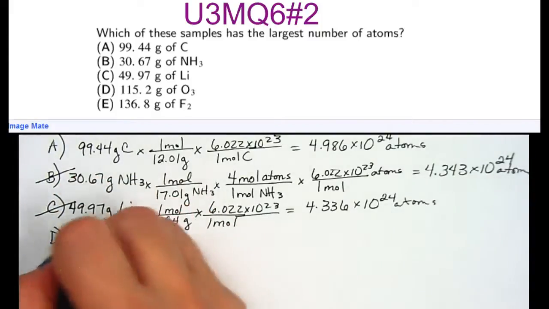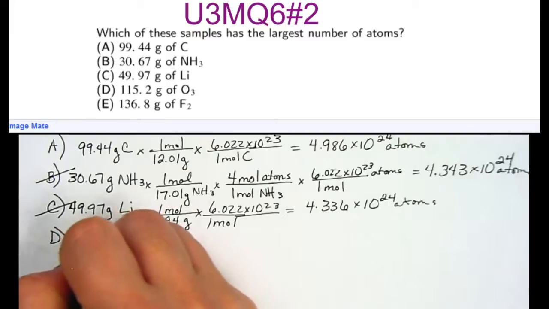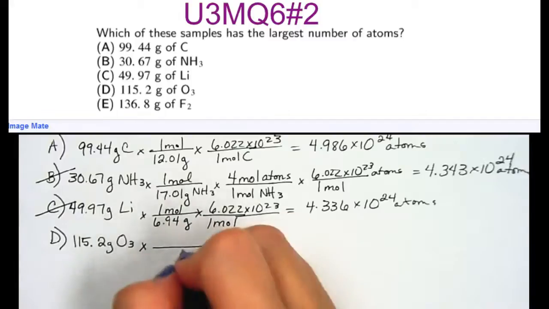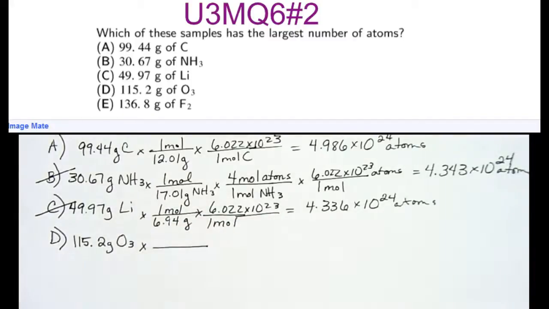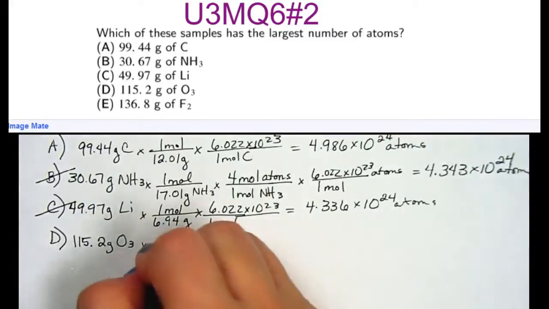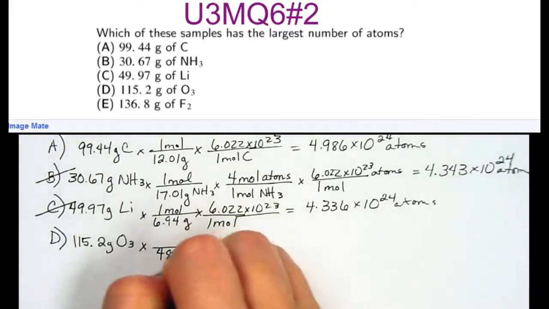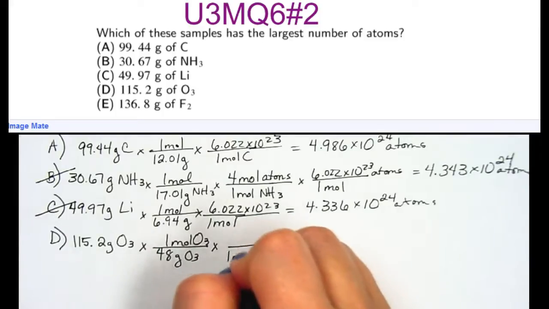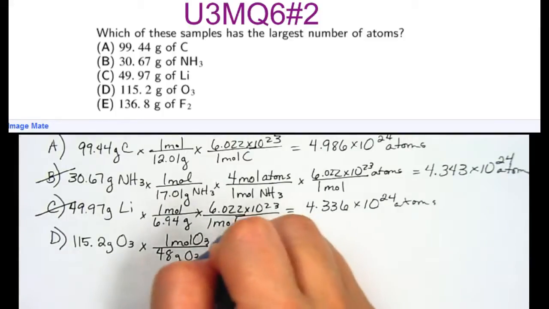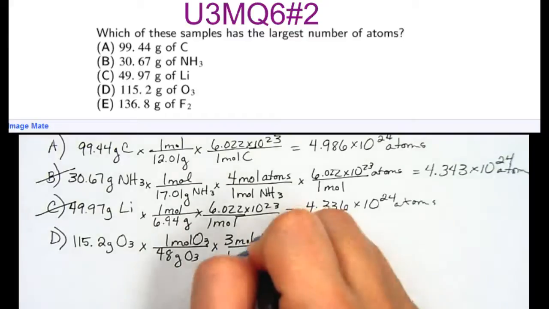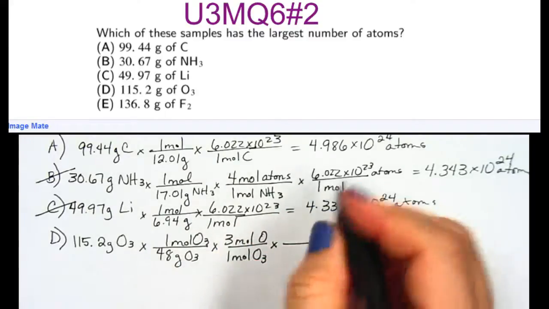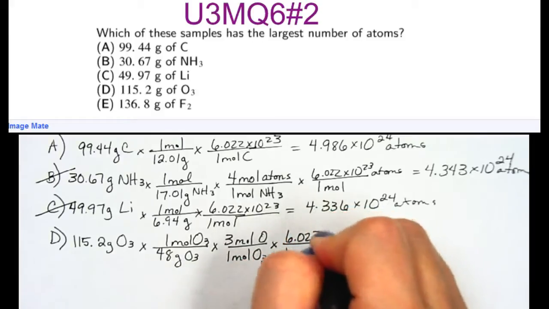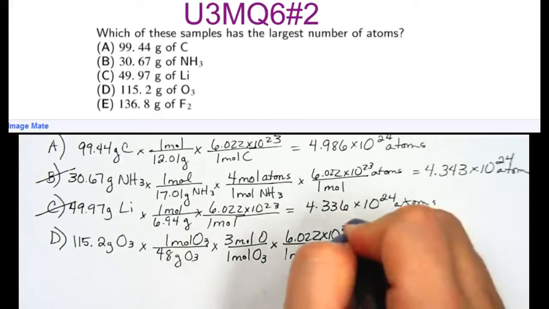Letter D, we have 115.2 grams of ozone, which is O3, and 16 times 3 gives me 48 grams of ozone is equal to 1 mole. Now, 1 mole of ozone has 3 moles of oxygen atoms, and then 1 mole of oxygen is equal to Avogadro's number of atoms.